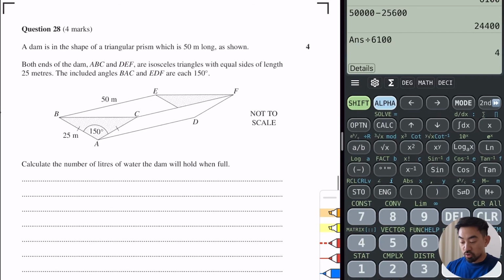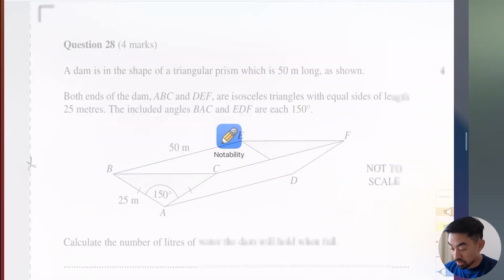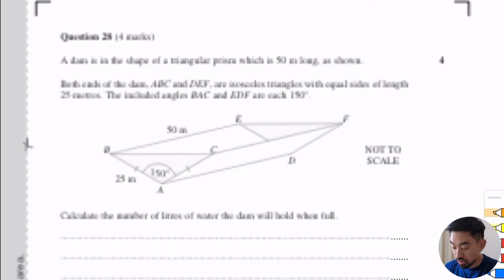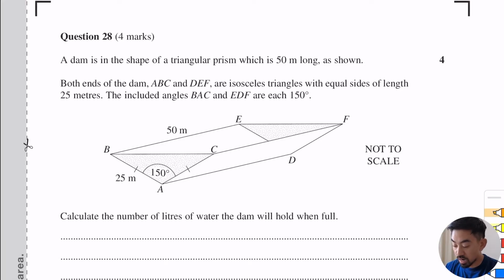Question 28. A dam is in the shape of a triangular prism, which is 50 meters long. As shown, both ends of the dam, ABC and DEF, are isosceles with equal side lengths of 25. The included angles BAC and EDF are both 150. So you can kind of see all that information there. Calculate the number of liters of water the dam will hold when full.